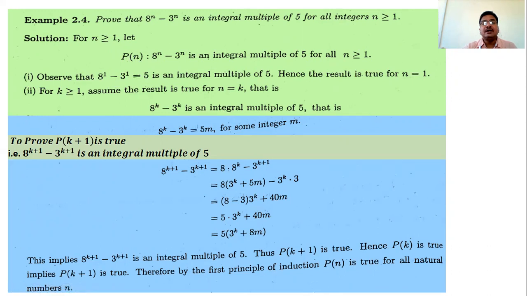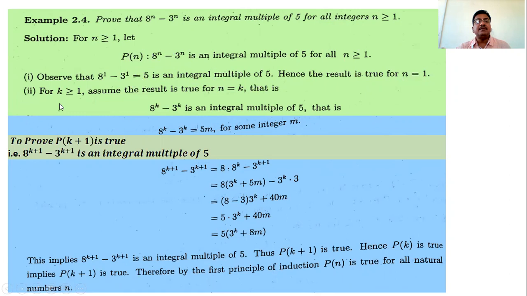And 5 is an integral multiple of 5 because 5 is expressed as 5 into 1, and hence the result is true for n is equal to 1, that is, P1 is true. This is the first step of the first principle of mathematical induction, that is, prove the result is true for n is equal to 1. If we substitute n is equal to 1, the answer is an integral multiple of 5.